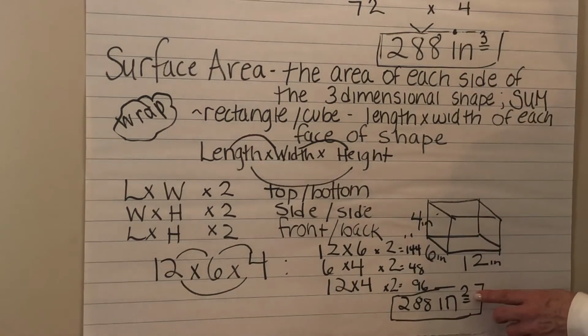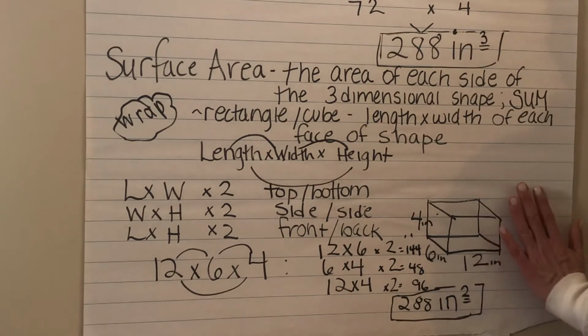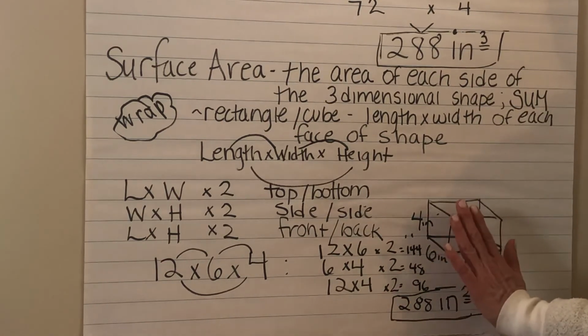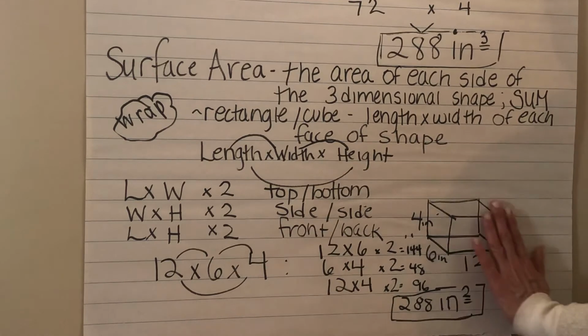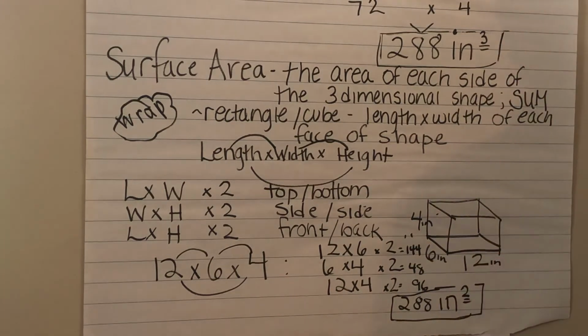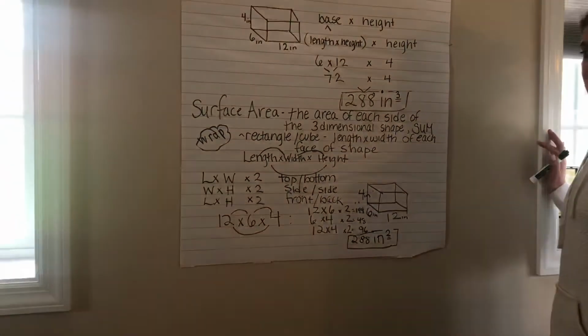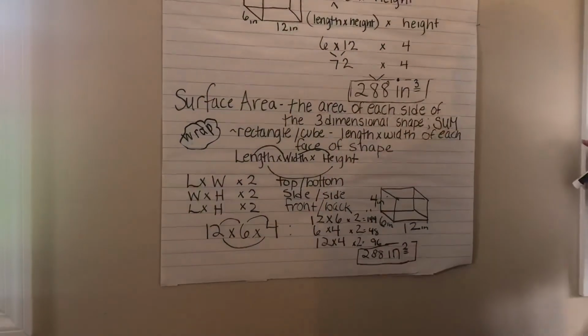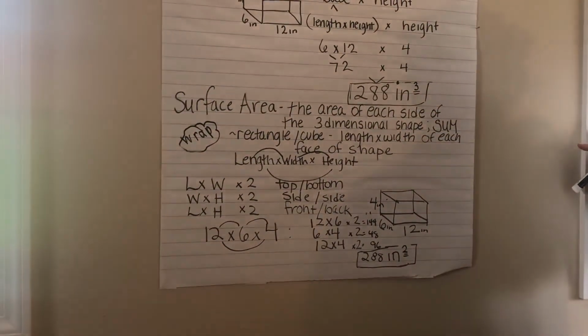And again, the units that we use are squared units because it's a flat area, because we're just wrapping it. We're not filling it. We're wrapping it. We're taking 6 areas and just simply adding them up. Alrighty, so I know you're doing this in your math classes as well. Hopefully this is just another review just to help you.